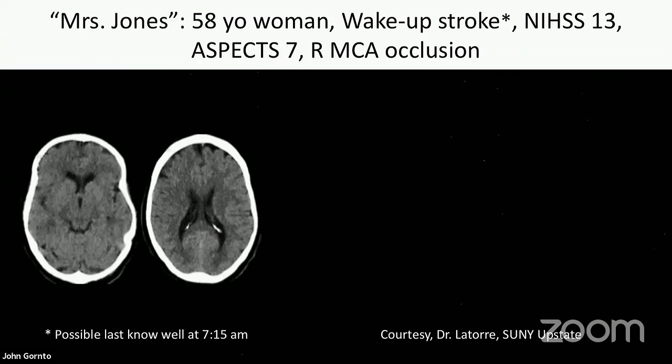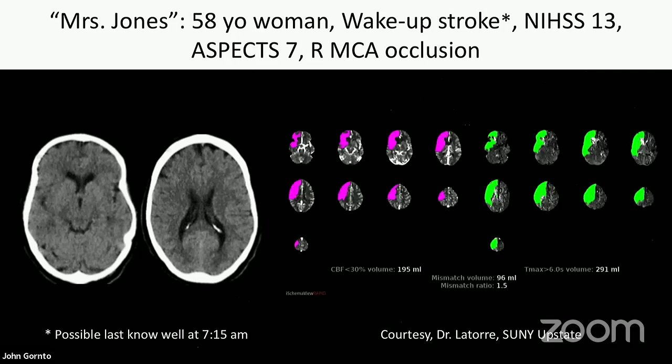She can't tell us. Her NIH is 13, her aspect score is 7. She's got a right MCA occlusion. So she may be early window, she may be late window, but her aspects is 7. Should we treat her? How many say yes? Okay, a lot of people say yes. How many people say no? She could be late window. We don't treat late window by aspects of 7, but what if we got more information?